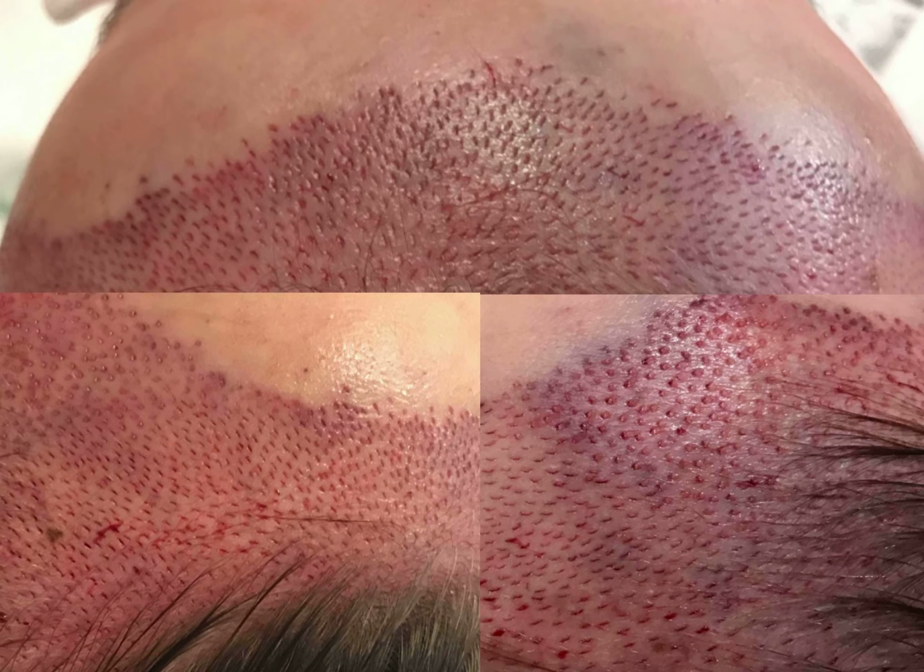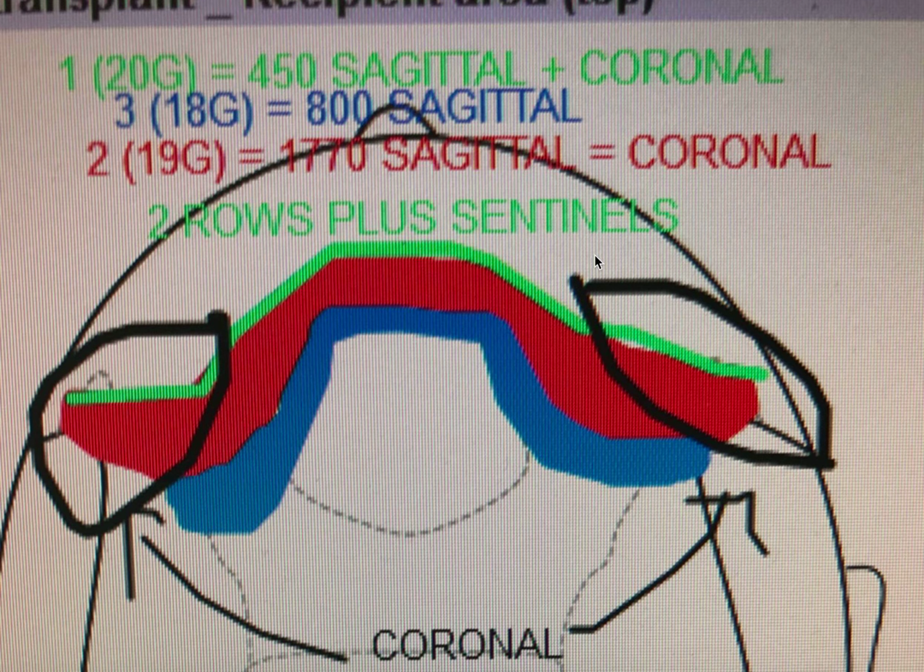If you look at the total design pattern that I've created, I always make this at the very end of my procedure for my staff to evaluate. The black circles are the coronal sites I mentioned earlier in the video. I've mentioned that I've done about 2 rows plus sentinels. Sentinels are the grafts, the hairs that stick out by themselves here, so my staff can place more easily. It's also a blueprint for future design.